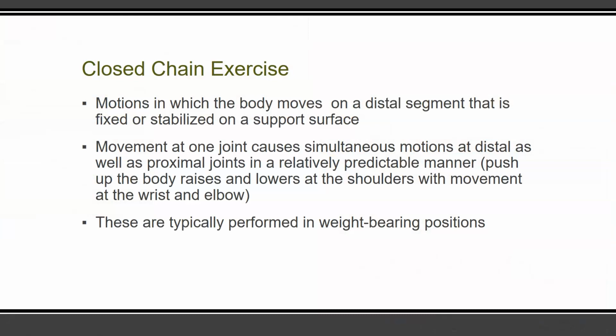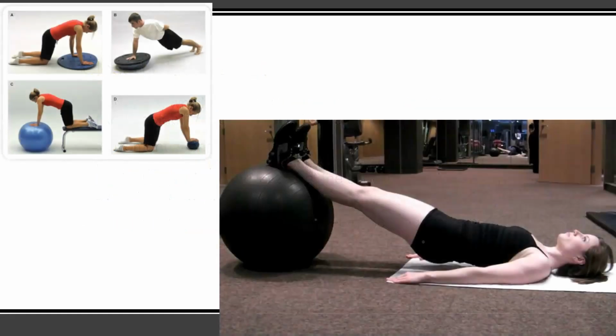Closed chain exercises are motions in which the body moves on a distal segment that is fixed or stabilized on a support surface. Movement at one joint causes simultaneous motions at distal as well as proximal joints in a relatively predictable manner, such as a push-up with the body raising and lowering at the shoulders with movement at the wrist and elbow. These are performed in weight-bearing positions. So we see here some variations of closed chain where the body is being loaded on the arm. The arm is not moving. It is the core that's moving, doing the majority of movements with some minor movements at the wrist and elbows.